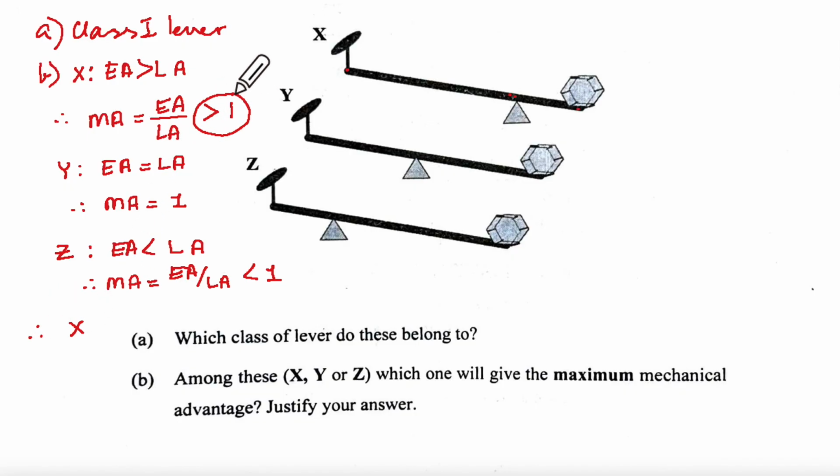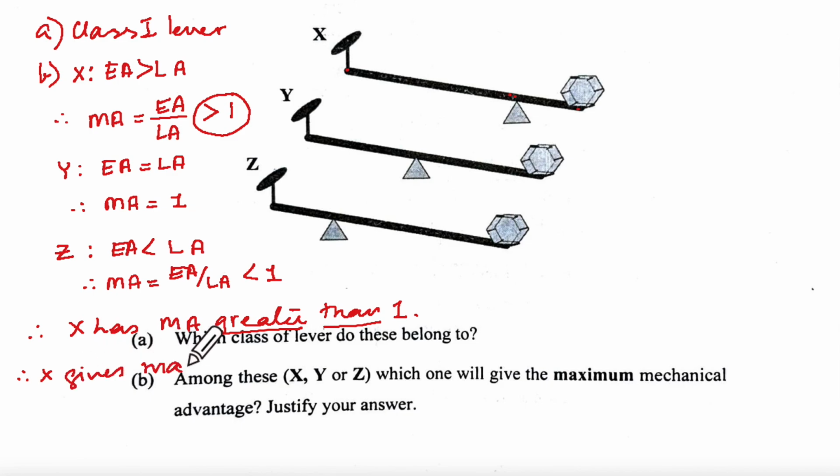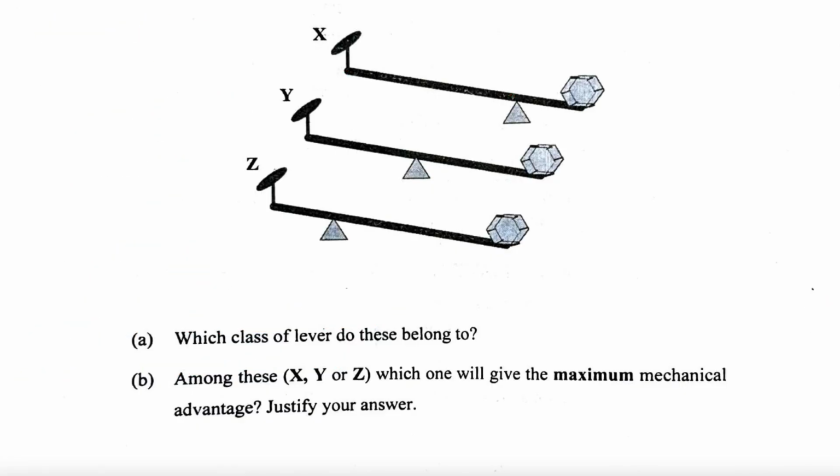Can you see mechanical advantage is greater than 1? X has mechanical advantage greater than 1. Underline this. Greater than 1. Therefore, X gives maximum mechanical advantage, underline that. So we justified the answer and we gave the reason in steps like this. Not a problem, you will get your marks for this. If you have written the same way, write in the comments that you got it right.